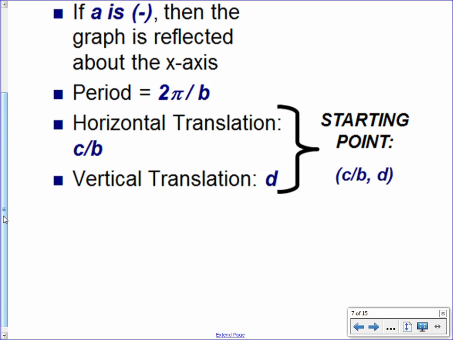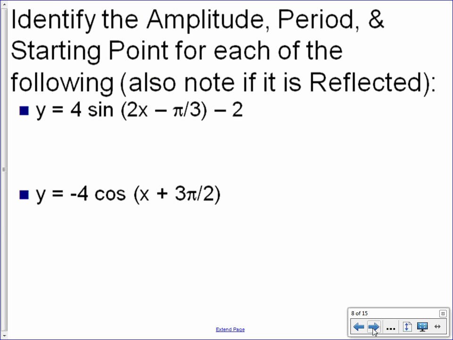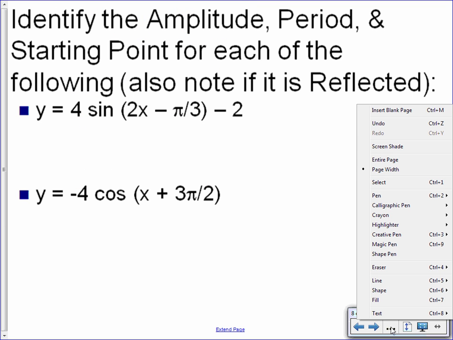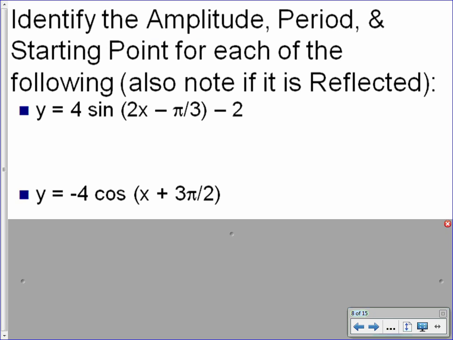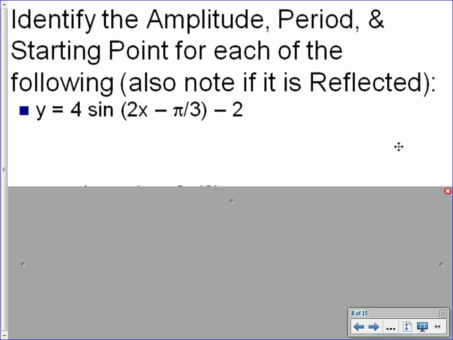So what we're going to do, we're going to have 2 examples. We are just going to identify these things about our graph, and then I'm going to give you a little handout, and we're going to talk about how to graph these. So are we ready? All right. So we'll start here. Just write down y equals 4 sine of 2x minus pi over 3 minus 2.